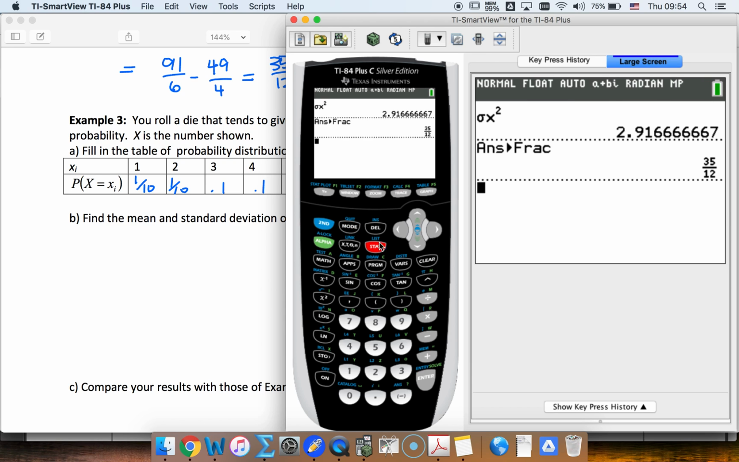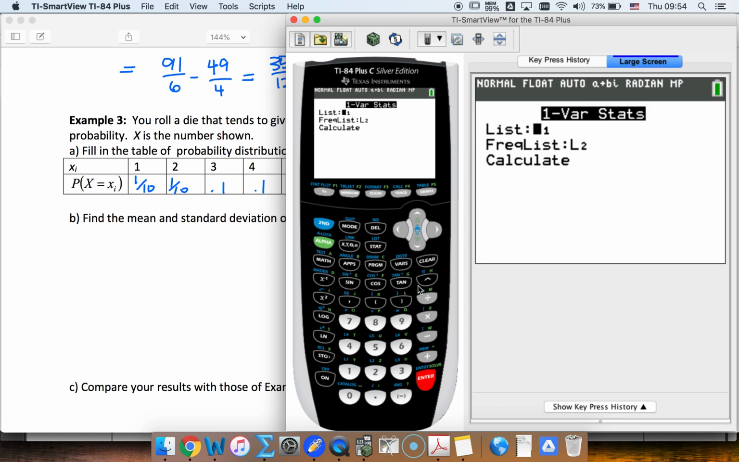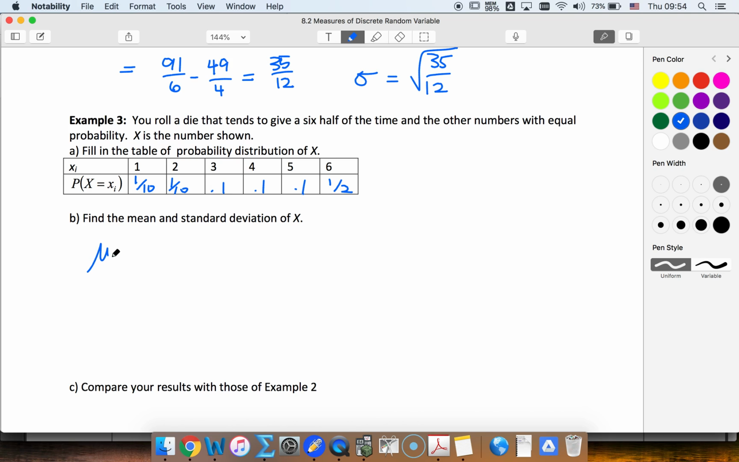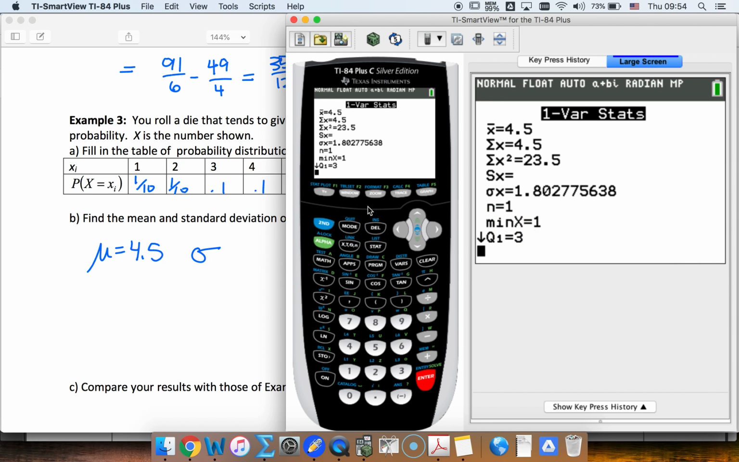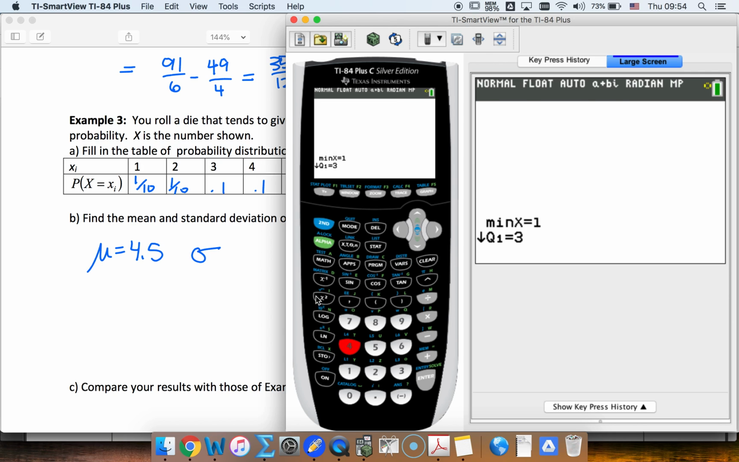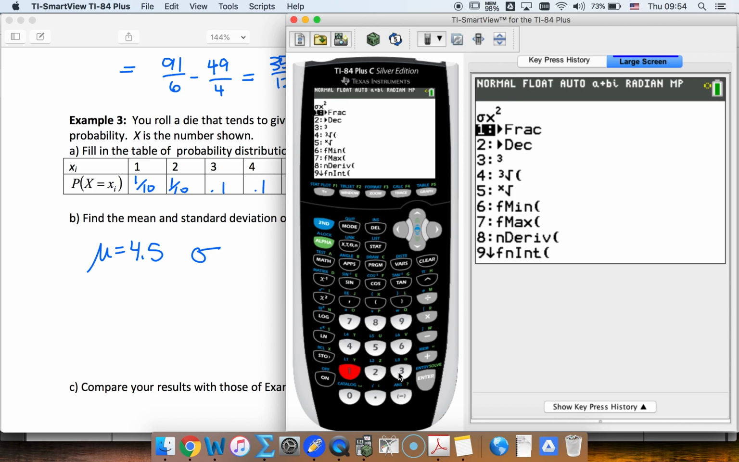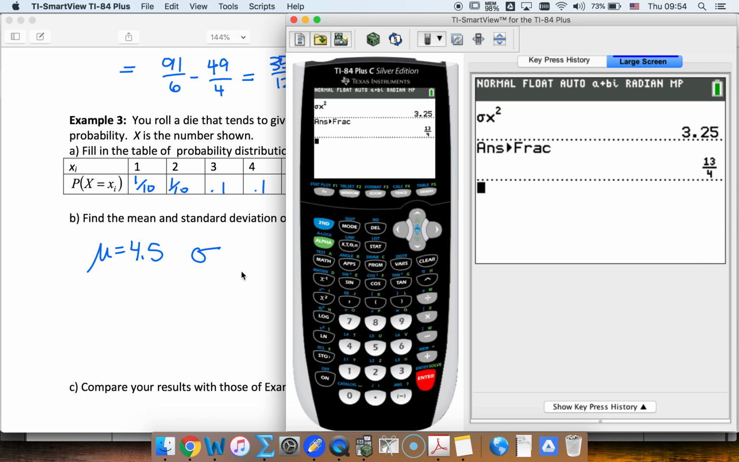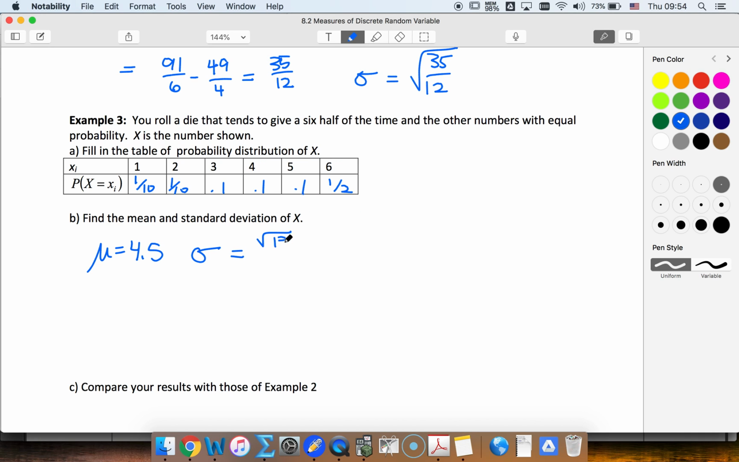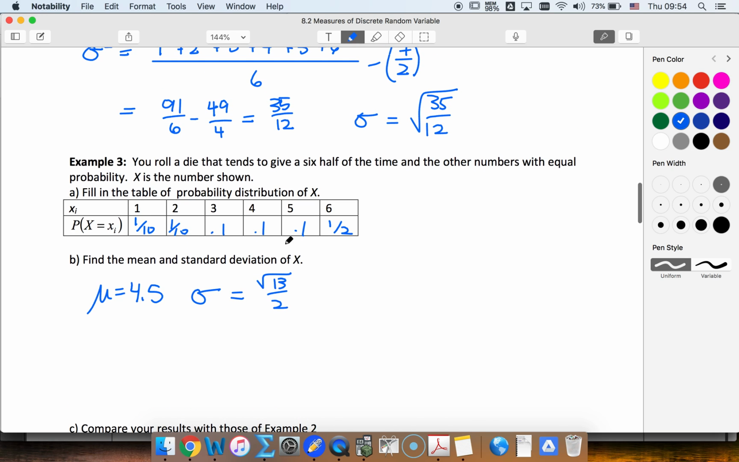All right, so let's repeat our calculations. So now we've got a mean of 4.5. My standard deviation value is 1.8. Let's see if we can get that exactly. So vars, stat, standard deviation, squared. And that's definitely an exact value. So we get root 13/2. However, seeing it as 1.8 helps me compare it here.